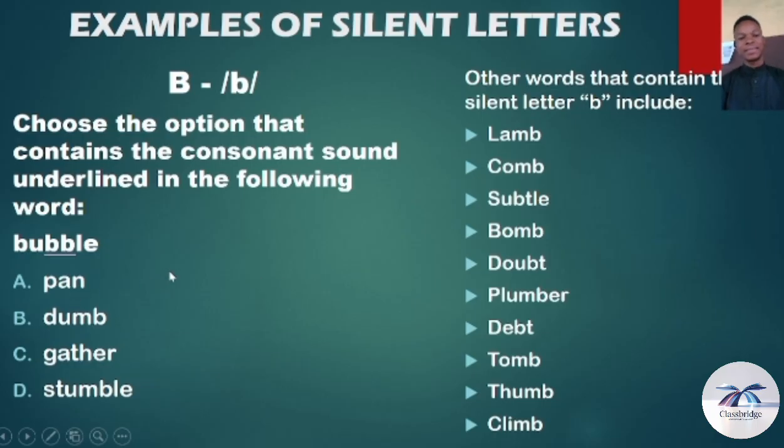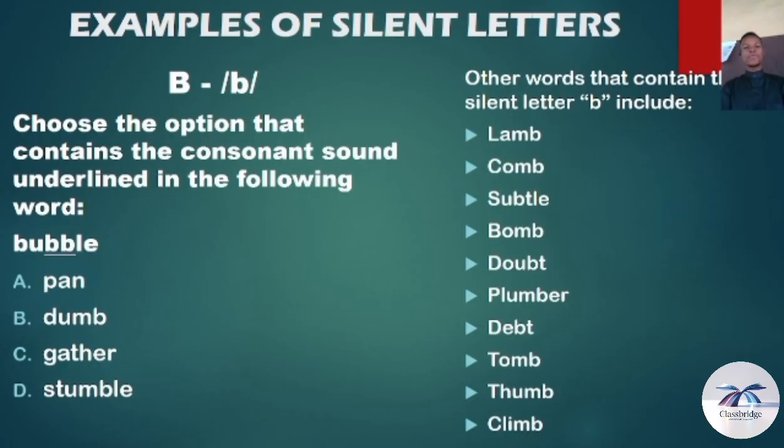Now, here we have pan. The word pan does not contain the /b/ sound, which is what we are looking for. If you look at the next word, it has a B in it. However, can it be pronounced as dumb? Let's move on. The next word under option C is gather. Can you hear the /b/ sound? No. Look at option D. We have stumble. By pronunciation, I believe you must have identified what our answer would be here. The answer here is stumble.